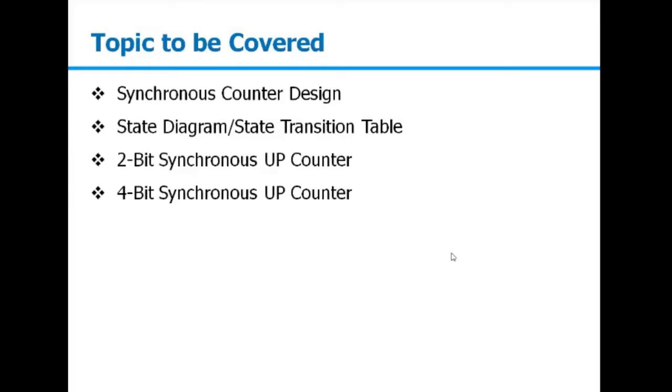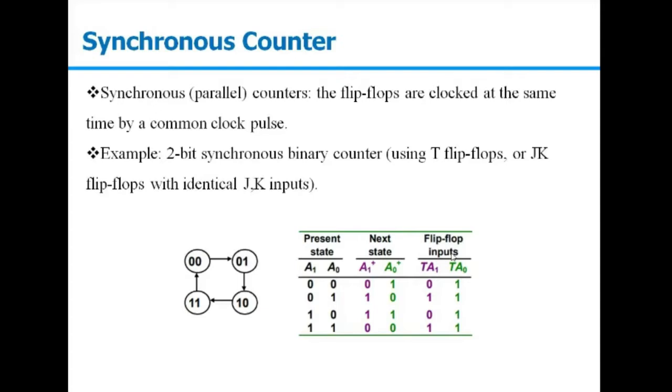4-bit synchronous up counter. As we have discussed, the major difference between synchronous counter and ripple counter is the clocking strategy. In the synchronous counter, we are assigning a single clock to all the flip-flops, so that all the flip-flops will be working at a given time. Unlike your ripple counter, in which we were only assigning the clock to the first stage, and all other stages were clocked by using the output of the previous stage.